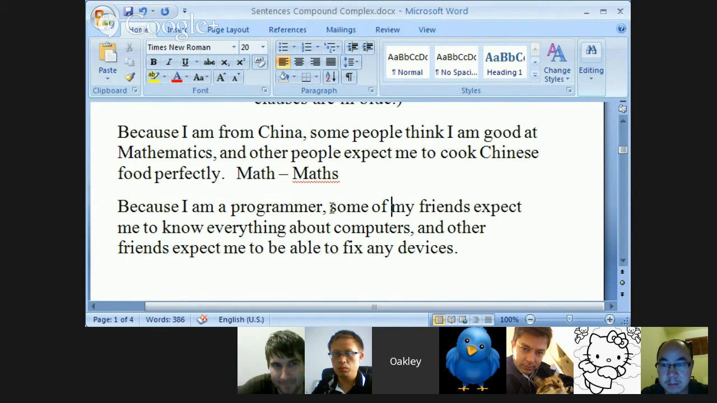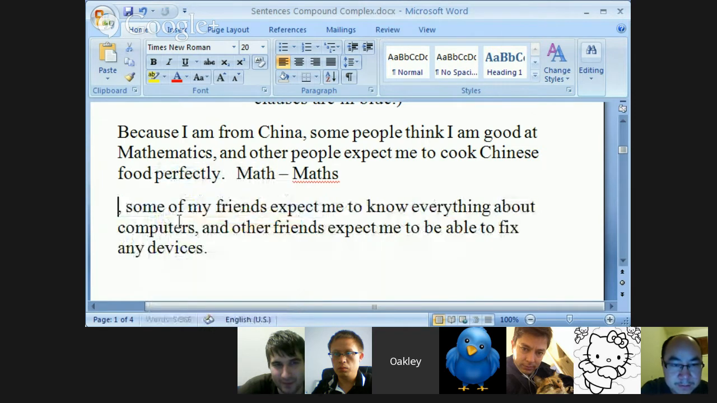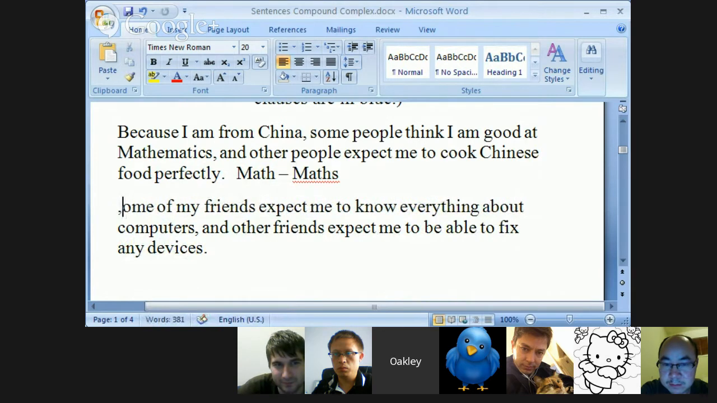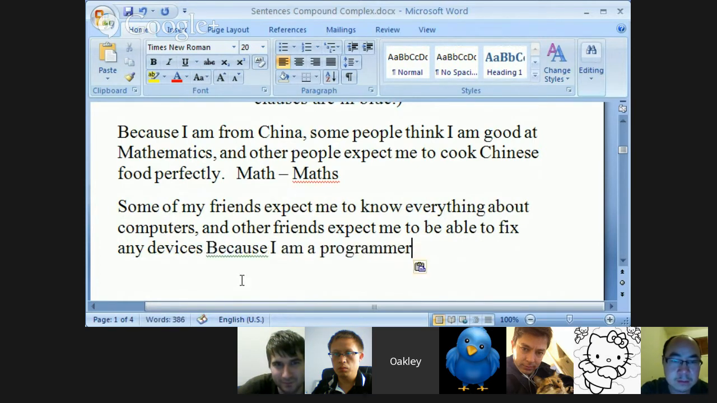Now, let me play around with your sentence because I want to show you guys something. Let me strip this first dependent clause out of there. I can just as easily put this dependent clause back here. The sentence works just as well: Some of my friends expect me to know everything about computers, and other friends expect me to be able to fix any devices because I am a programmer.